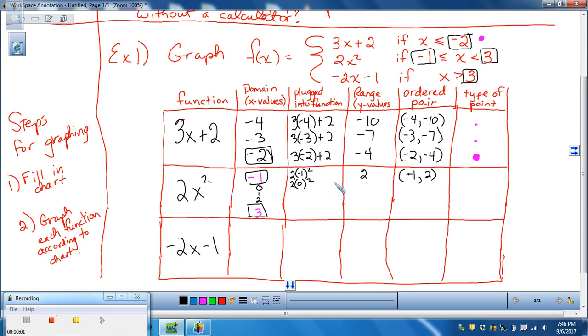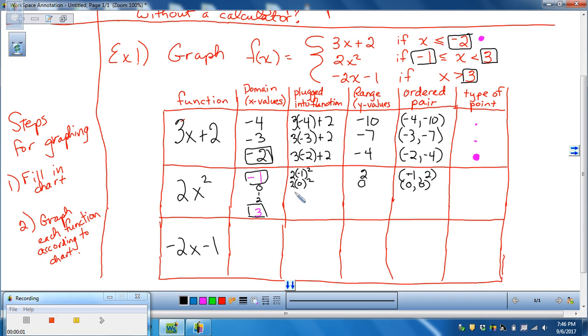0 squared is 0. 0 times 2 is 0. So I have the point 0, 0.